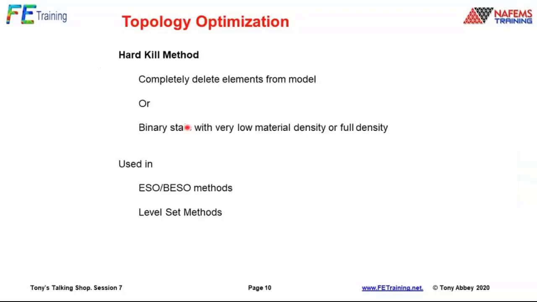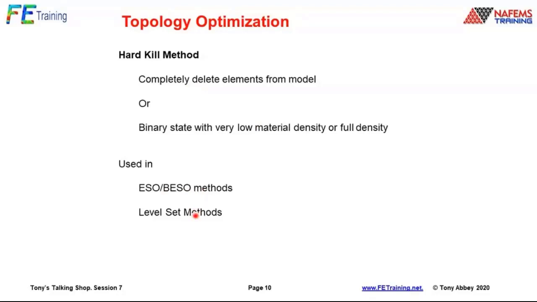We've got hard kill methods, which actually delete the elements from the model, or they have a binary state where you say you've got basically chewing gum or the full material, and the density and the Young's modulus go with it. That's used in the earlier evolutionary methods, the evolutionary methods and the bidirectional evolutionary methods. So BESO methods are still around, and also the level set methods.